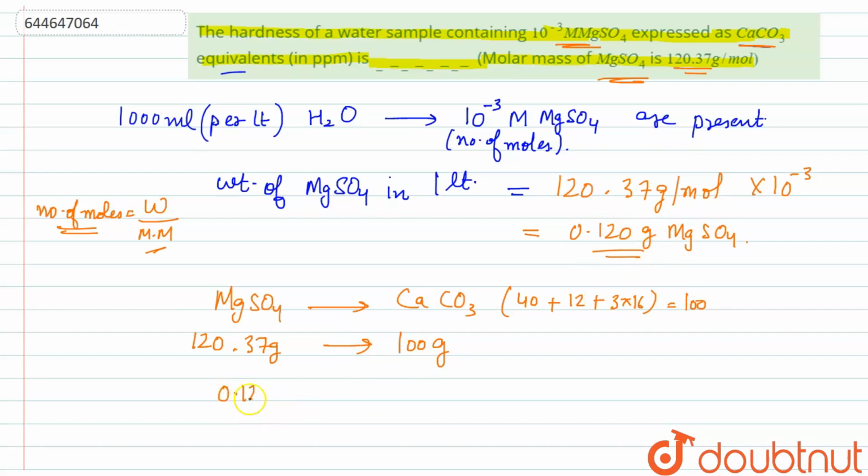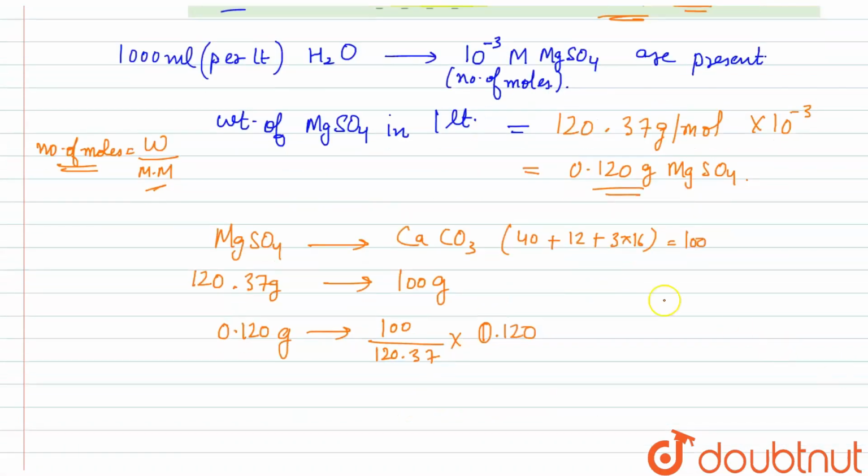Now we have the weight of MgSO4 in 1 liter. So if 120.37 grams of MgSO4 corresponds to 100 grams of CaCO3, we'll apply the unitary method and calculate the grams of CaCO3, that is 100 upon 120.37 into 0.120. This comes out to be 10 to the power minus 1 grams, or 0.1 gram of calcium carbonate.